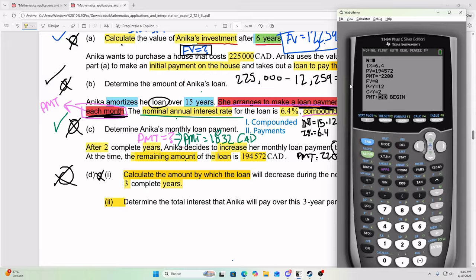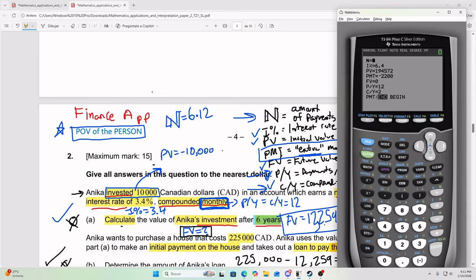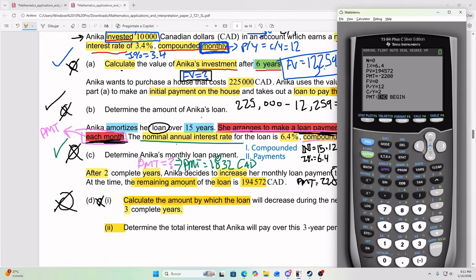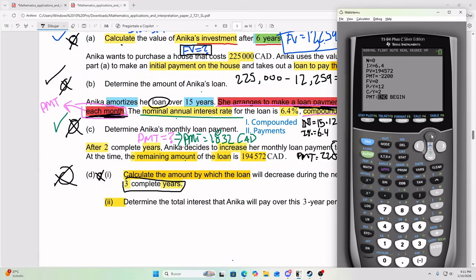And from here, the next big challenge is understanding N. And we said it is your amount of payments. The formula is going to be years times PY. Because PY is still 12, and because it's asking us to understand after 3 complete years, that means over here we're going to have 3 for years times 12 for PY. So it's 36 payments. Makes sense.